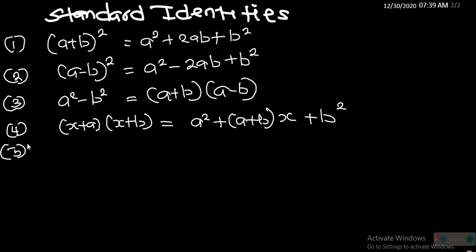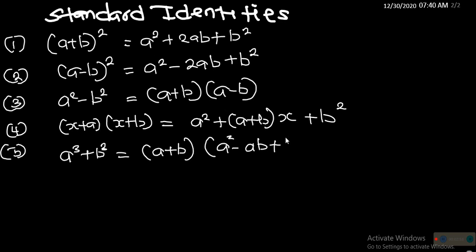The fifth identity is what we call the sum of 2 cubes, a cube plus b cube. Okay, so the factored form of a cube plus b cube is (a plus b) into (a squared minus ab plus b squared). Okay, in other words, if you expand the right hand side and you collect like terms, you will have a cube plus b cube, and it is called the sum of 2 cubes.